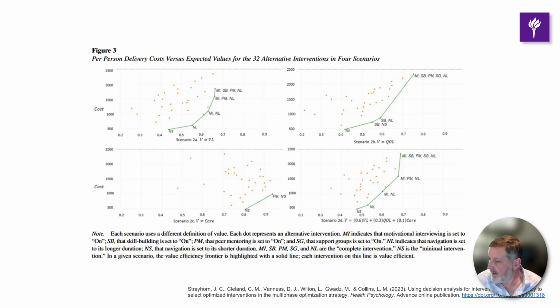When we set a composite value function representing all three, the full value efficiency frontier included the short navigation, long navigation alone, the motivational interviewing together with the long version of navigation, motivational interviewing with the long navigation but adding in peer mentoring, and then finally the most effective overall in achieving combined value was the full treatment package. But it did so with a relatively large increase in costs.